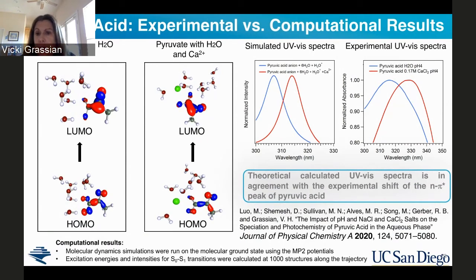If you look at the blue versus the red, what we observe in terms of the effect of that binding, that divalent cation binding. And so we were able to see that shift in both the experiment and in theory.